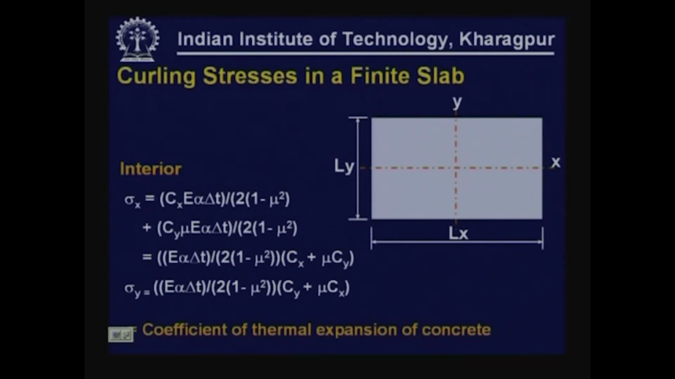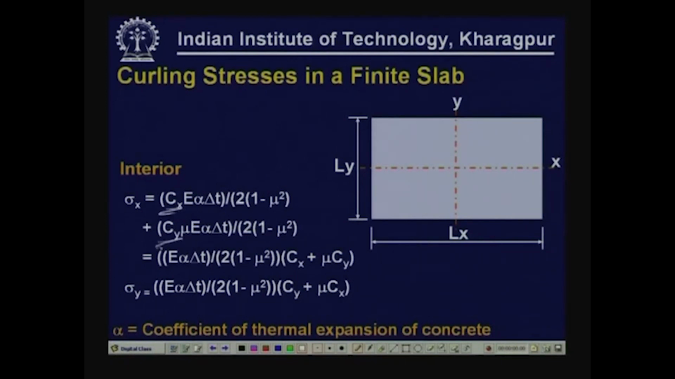Sigma x is a function of the modulus value of concrete, alpha is the coefficient of thermal expansion, delta T is the temperature differential from top to bottom. There are coefficients like Cx and Cy that we have to determine because the slab is finite. So, depending on the dimensions of the slab, Lx and Ly, we have to determine two coefficients Cx and Cy, then we can determine the stress sigma x and then sigma y. What other information we need is the modulus value of concrete, alpha the coefficient of thermal expansion of concrete, and the temperature differential.